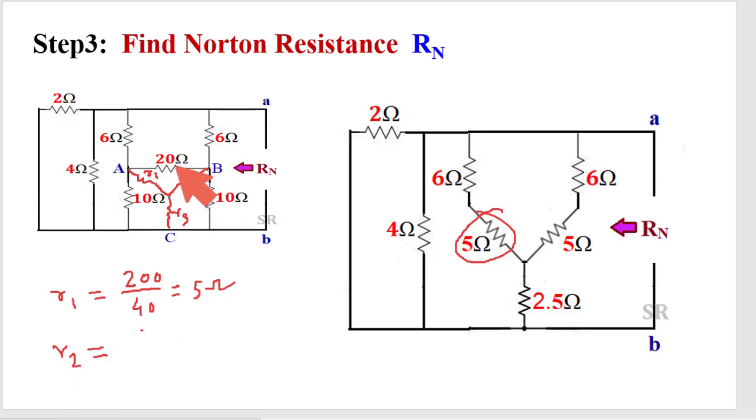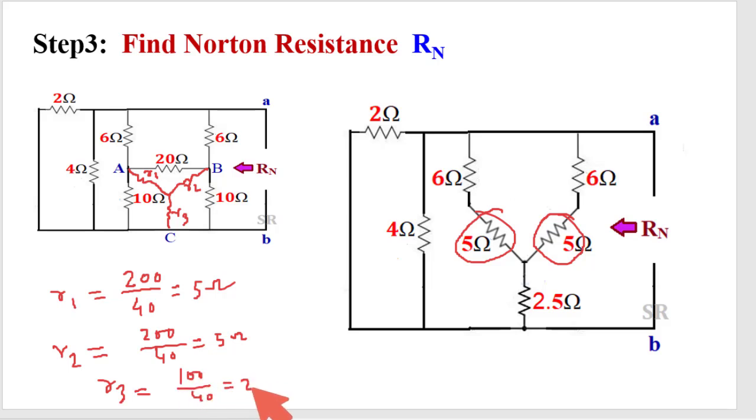What will be the value of r2? r2 is equal to this 20 multiplied by 10, that is 200, similarly divided by the summation of these 3, that is 40. Again this is 5 ohm. So say this 5 ohm. What is r3? r3 is related with this 10 ohm and this 10 ohm, that is 100 divided by 40, and it will be 2.5 ohm. So say that 2.5 ohm. So this delta combination has been converted to star combination.